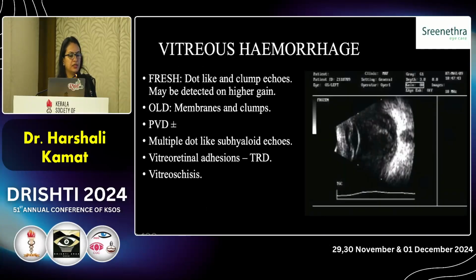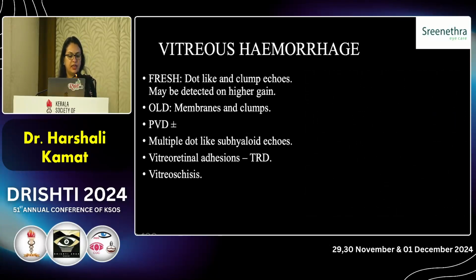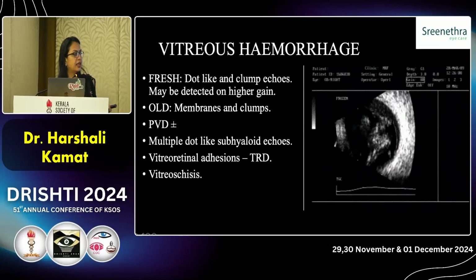In case of fresh vitreous hemorrhage, you may see dot or clump like echos, and you have to remember to do it also in the higher gain. As the vitreous hemorrhage ages, it becomes more organized and you might start seeing membranes and clumps. You may have PVD associated with it, and sometimes you may have echos behind the hyaloid, which will be the subhyaloid echos.